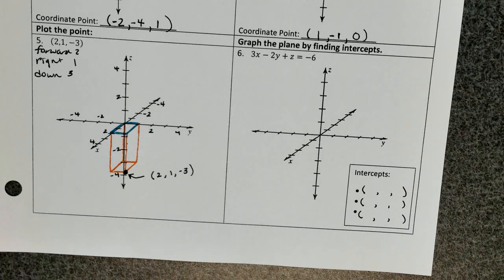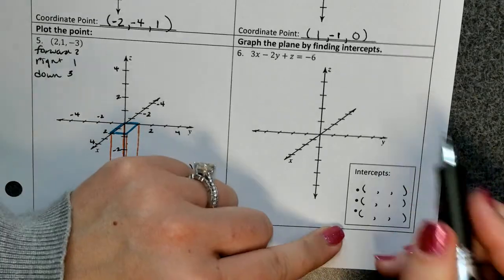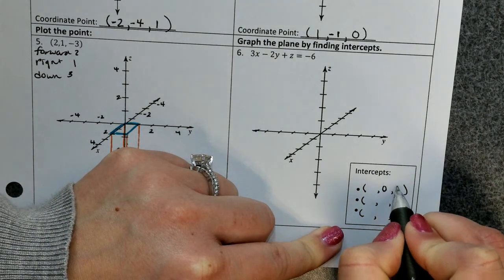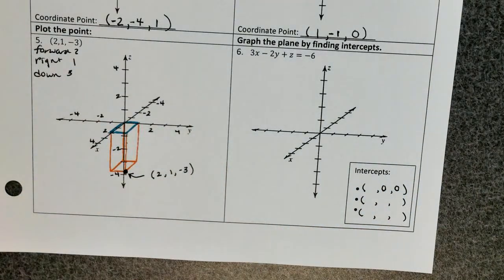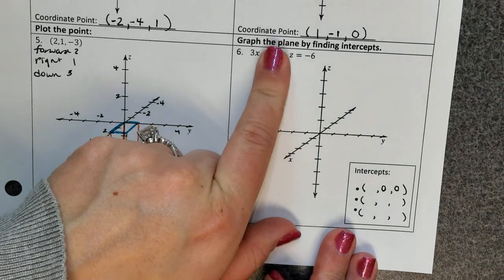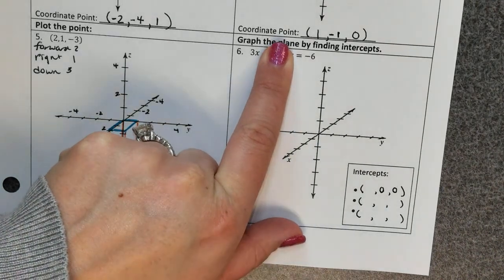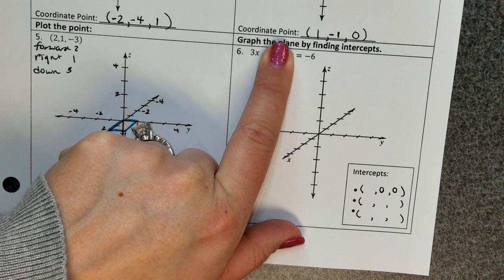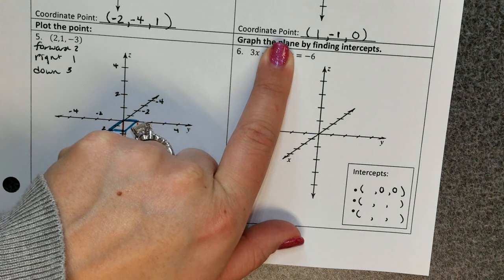Where does the plane hit the x-intercept? Well, the x-intercept, we know that you have to plug in your zeros for the y and the z. Okay. Number 15, what does x have to be if y and z are turned into zeros? What would make 3x equals negative 6? What does x have to be, number 15?